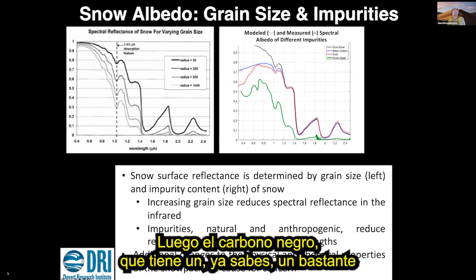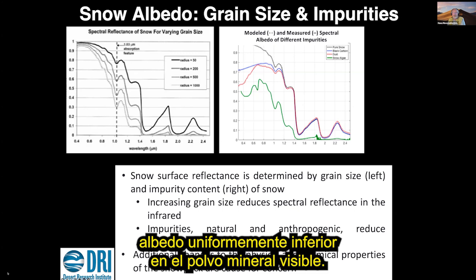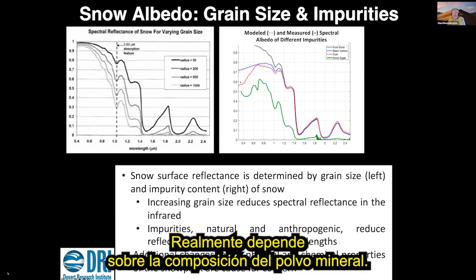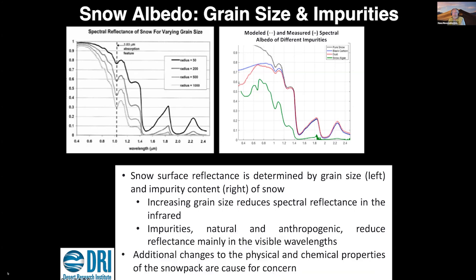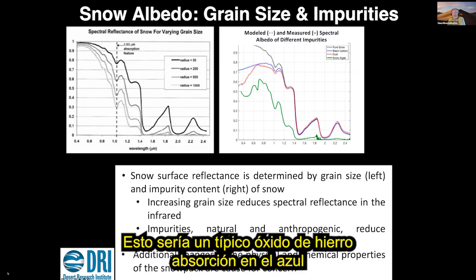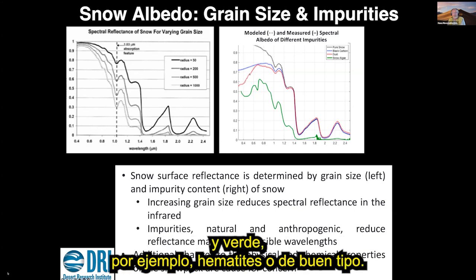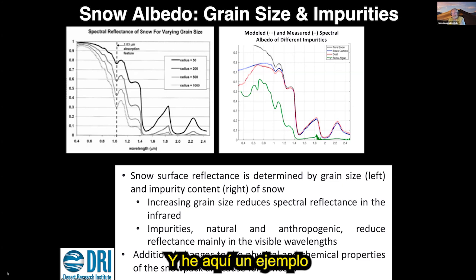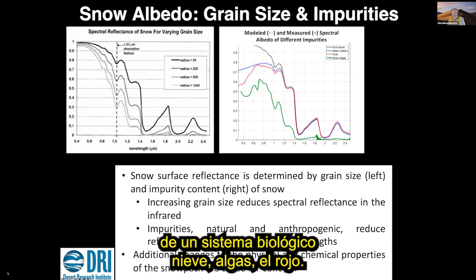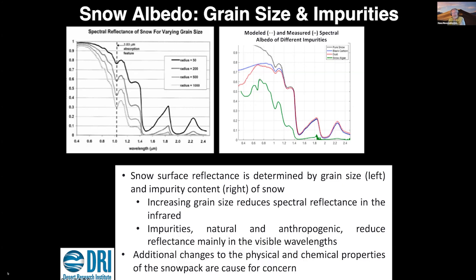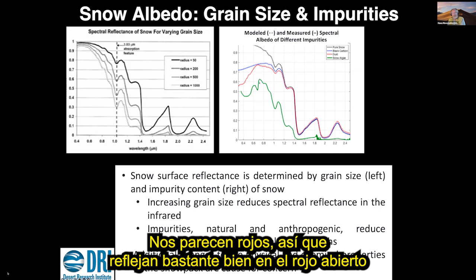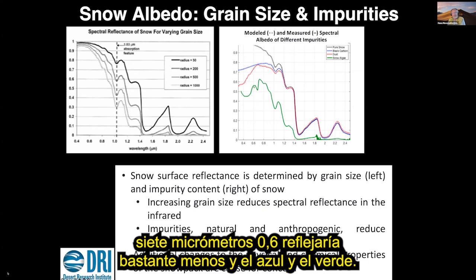Then black carbon, which has a fairly uniformly lower albedo in the visible. Mineral dust, it really depends on the composition of mineral dust. This would be a typical iron oxide absorption in the blue and green, for example, hematite or goethite. And then here's an example of a biological system, snow algae. They look red to us, so they reflect fairly well in the red, 0.7 micrometers, 0.6, but reflect quite a bit less in the blue and green.